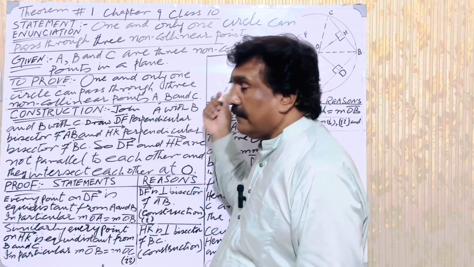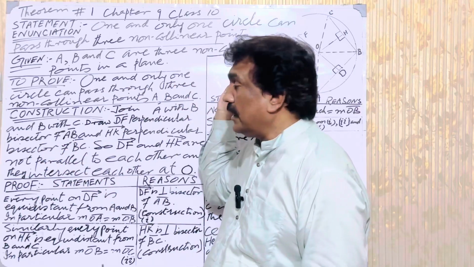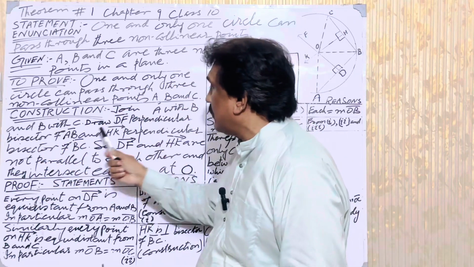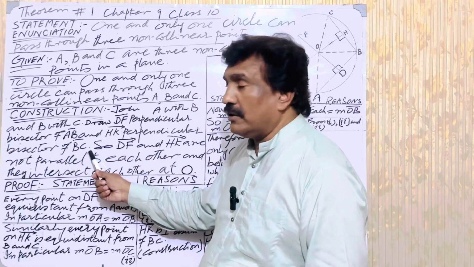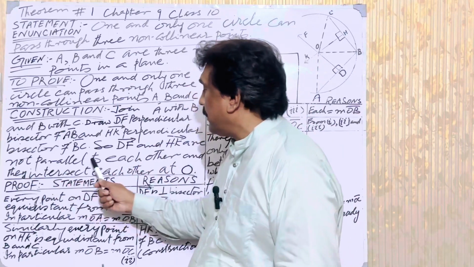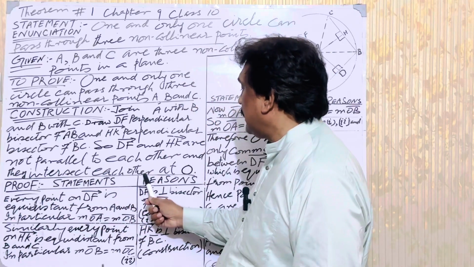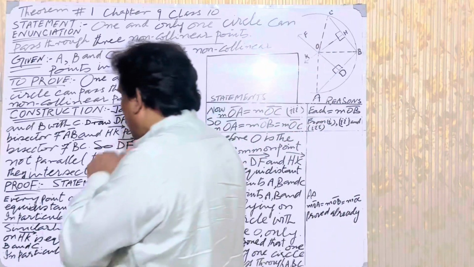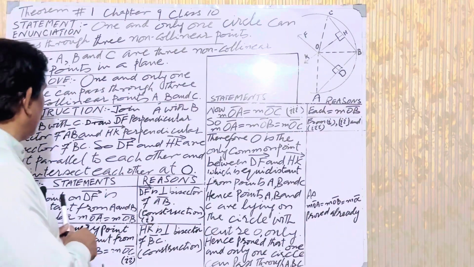Join A with B. We have done. Okay, and B with C. I've already explained. Draw DF, the perpendicular bisector of AB, and HK, the perpendicular bisector of BC. So DF and HK are not parallel to each other and they intersect each other at O. Any questions? No. Now we are going to go to the proof.